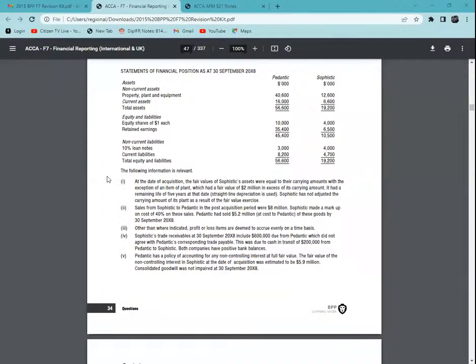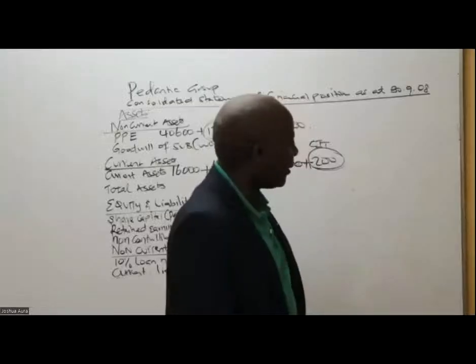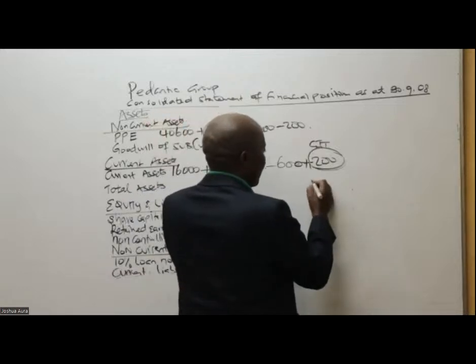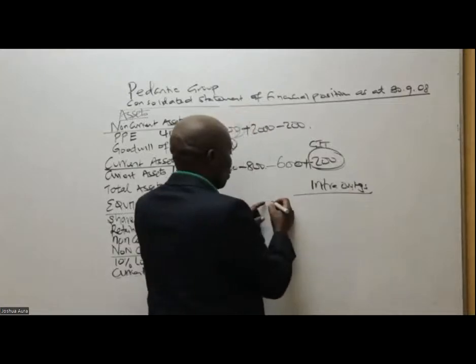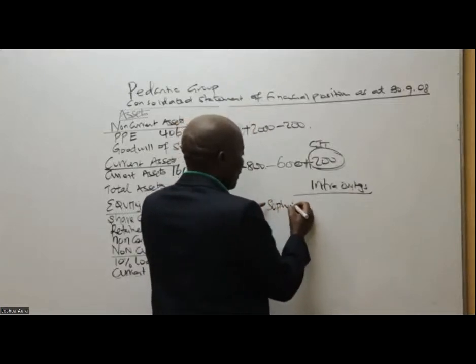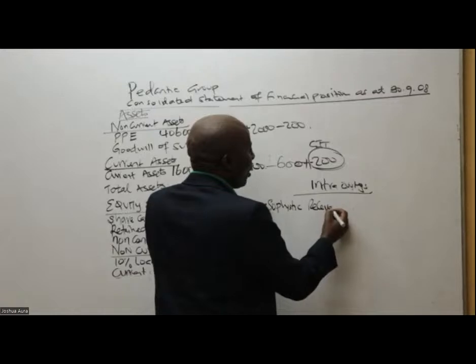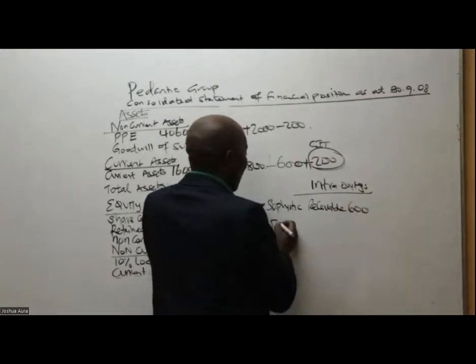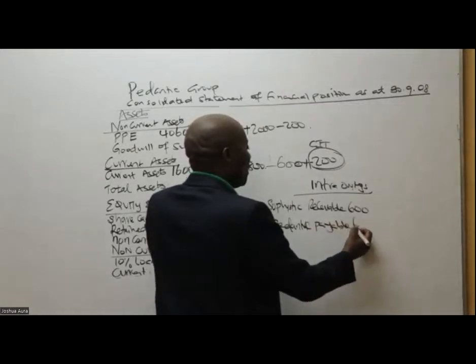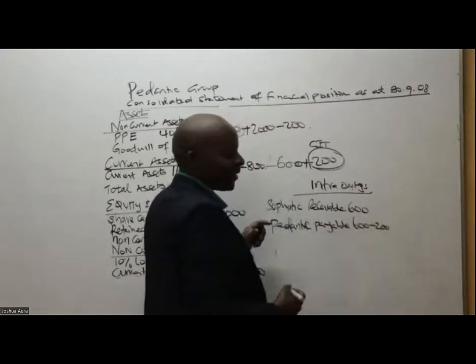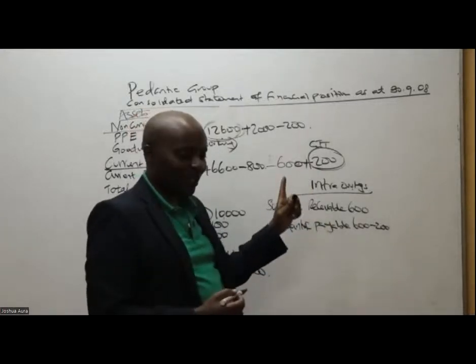Due from pedantic, which did not agree with the pedantic's corresponding trade payable. This was due to cash in transit of 200 from pedantic to sophistic. Isikizeni, hizi kampuni mbili ziko na internal owings, intra owings. Tuko na sophistic receivable 600. Tuko na pedantic payable 600, but remember they released 200 as cash in transit.